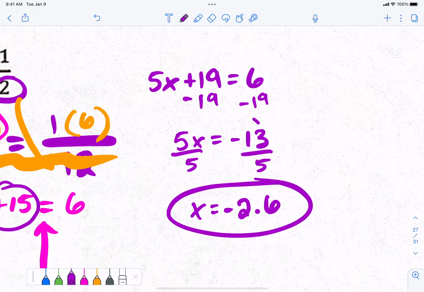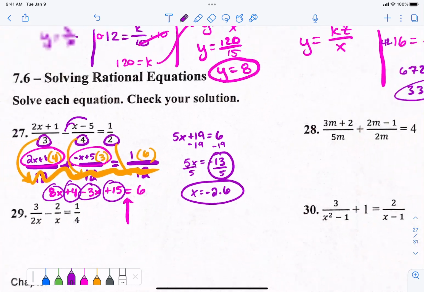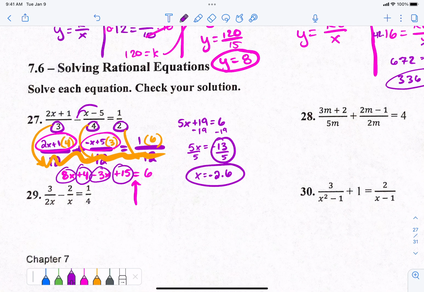You can leave it. I don't care how you leave your answer. If it doesn't come out nicely, you can leave it as a fraction, whichever one you like better. Okay? All right, good. That was 27.